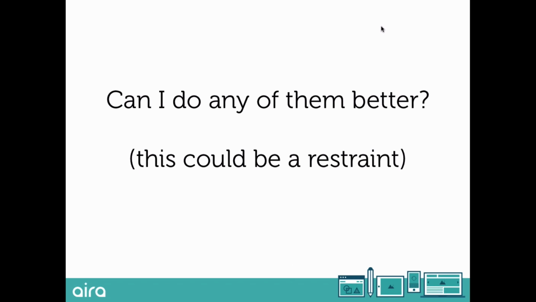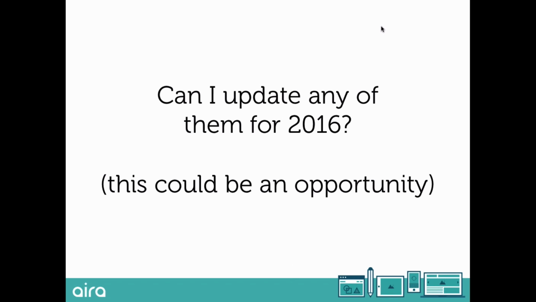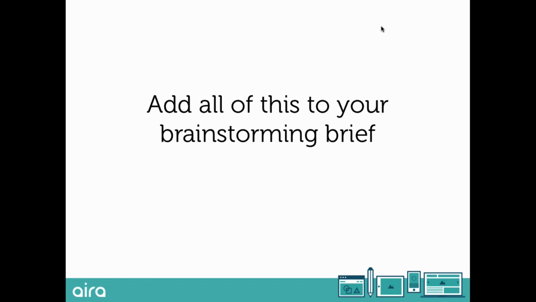So look at the titles of each blog post, scan the list and see, can I do any of them any better? And this could be a restraint, because if you come across content that has actually been done really, really well already, and you genuinely don't think you can do a better job, then you need to know that, because you shouldn't start brainstorming about that, developing the idea, only to find out that someone else has done it and you can't improve upon it.